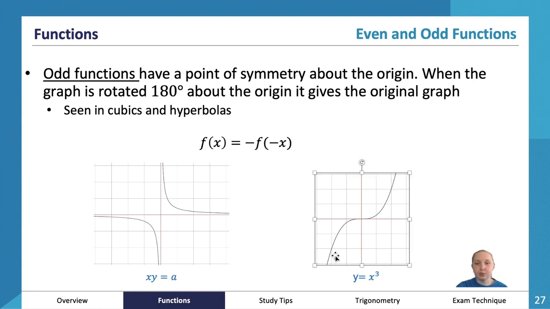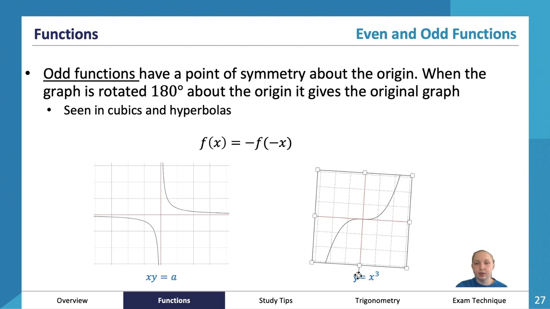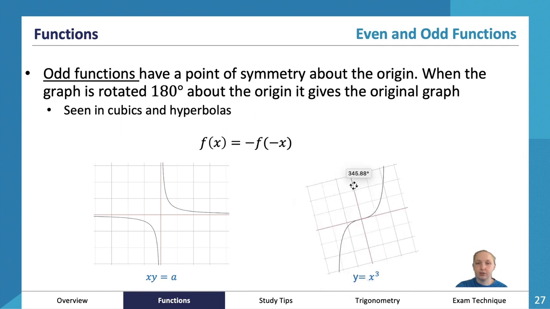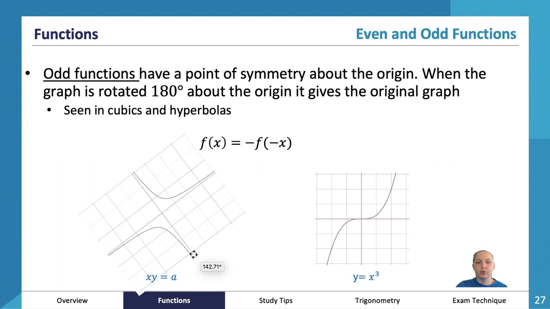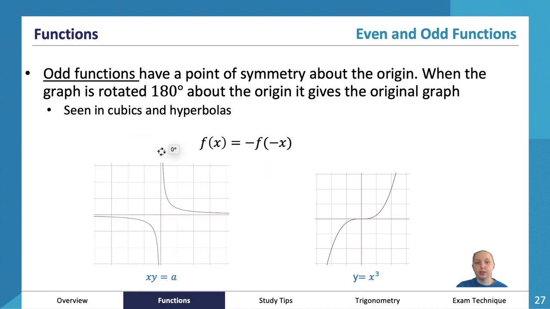And so essentially what that means is if we rotate this graph 180 degrees around, if I line it up properly, we're going to have the exact same graph. Okay, let's rotate it 180 degrees, exact same graph. Okay, 180 degrees, the exact same graph. Okay, so essentially that's what we mean when we're looking at odd functions.